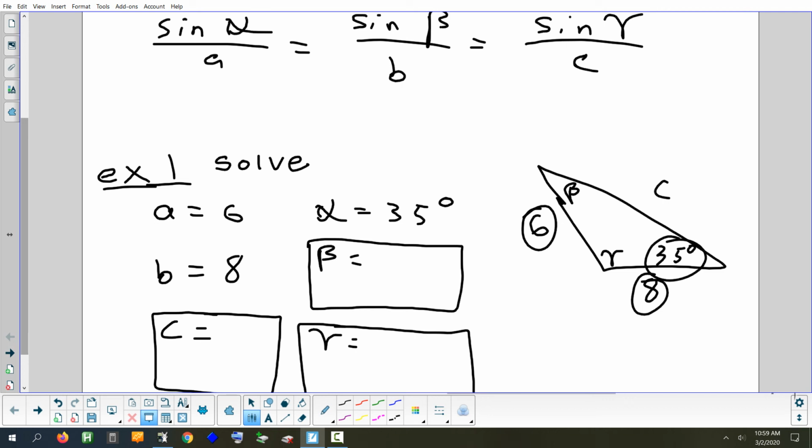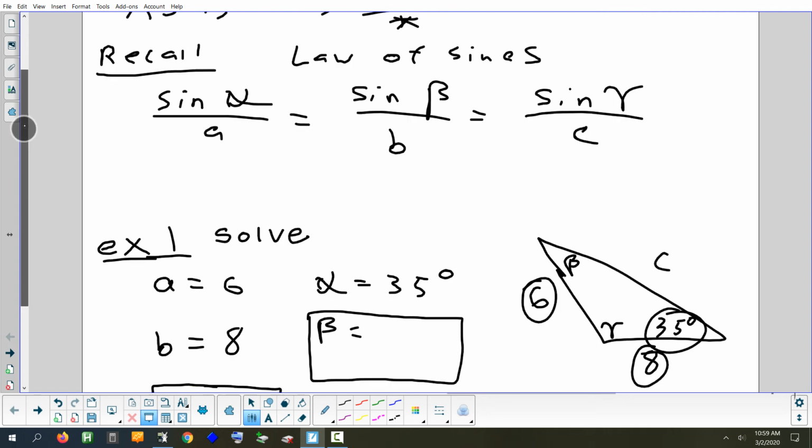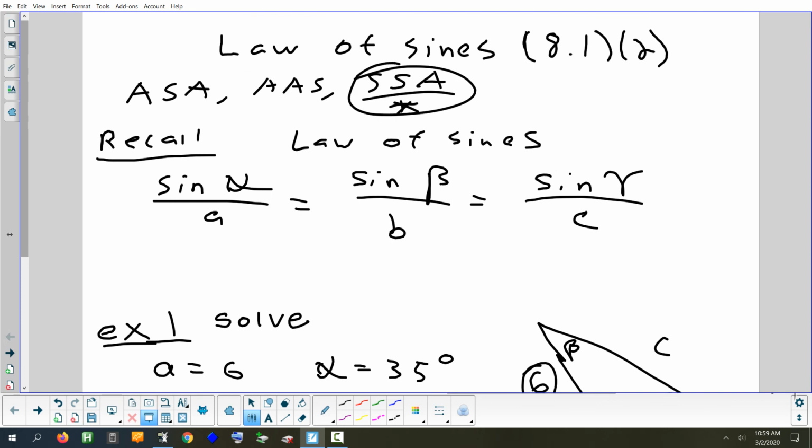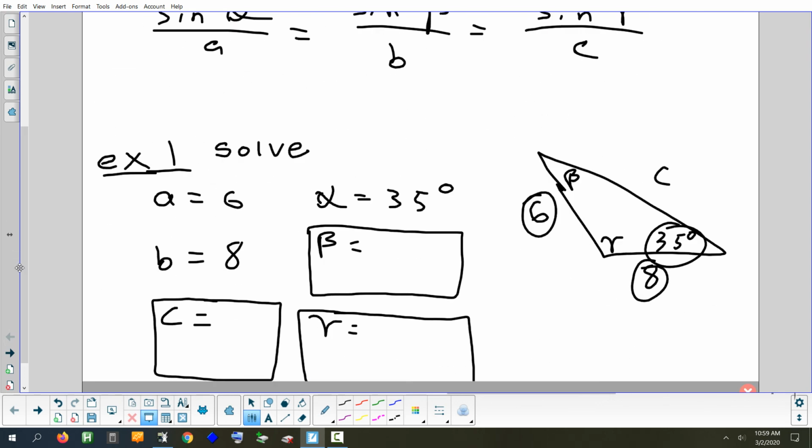Based on the three things I circled, what kind of triangle is that? Side, side, angle. You know two sides and you know an angle, but the angle you know is not between the two sides. That would be gamma. So it is side, side, angle. If it was side, angle, side, you can't use law of sines. You're going to see SAS tomorrow. The other one you'll see tomorrow is SSS. Those are the two cases we haven't covered yet, and that's because you need law of cosines.